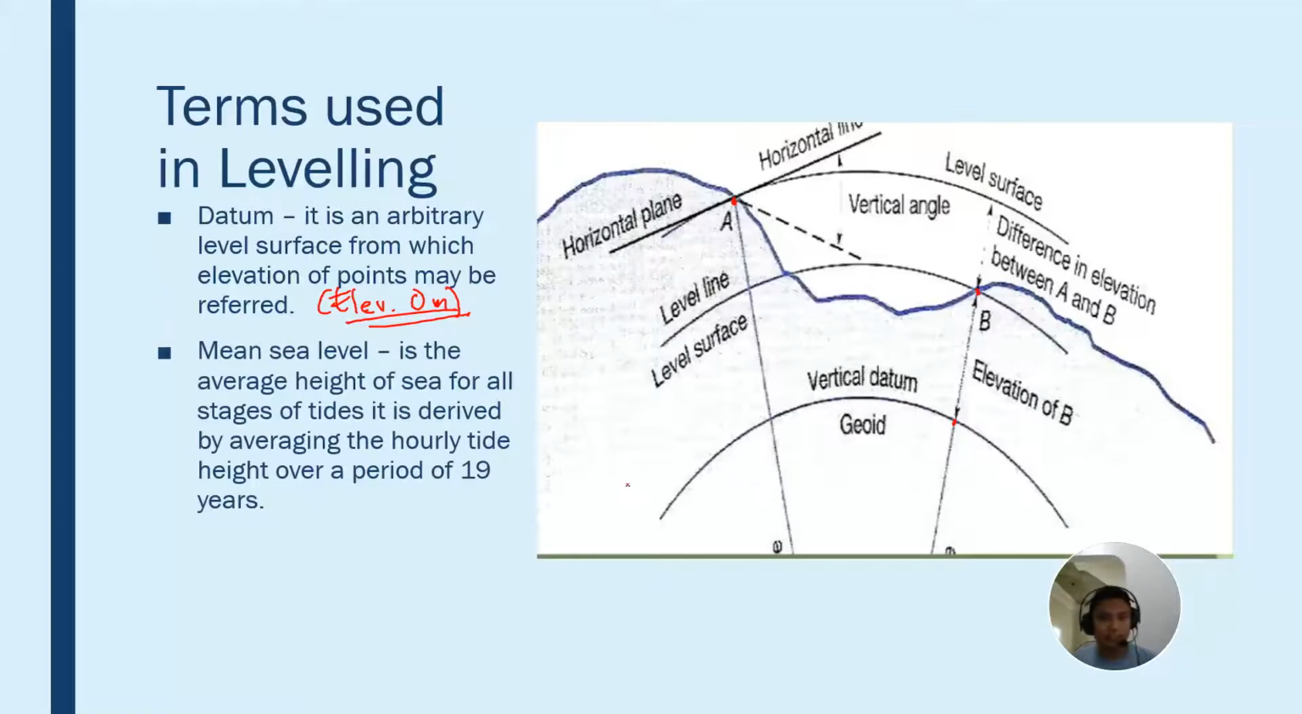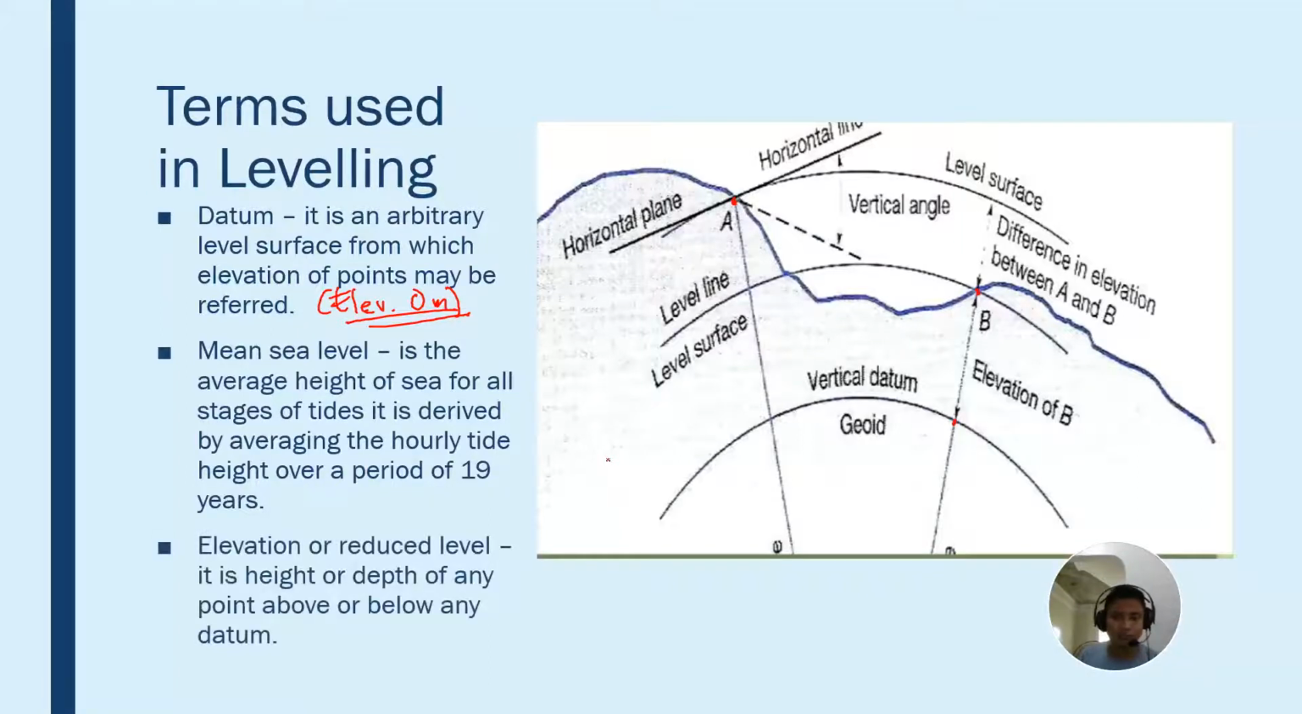We have the mean sea level, or the average height of sea for all stages of tides. It is derived by averaging the hourly tide height over a period of 19 years. Sometimes the mean sea level is also used as a reference level surface in some surveys. While the elevation or reduced level, it is the height or depth of any point above or below any datum.